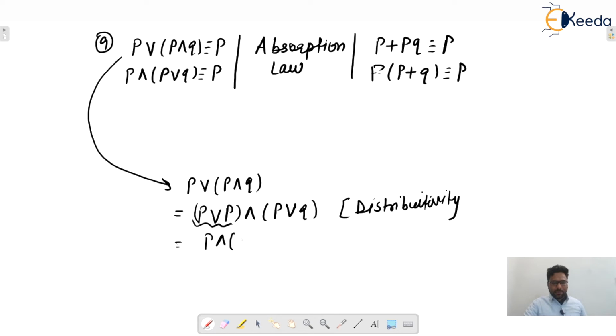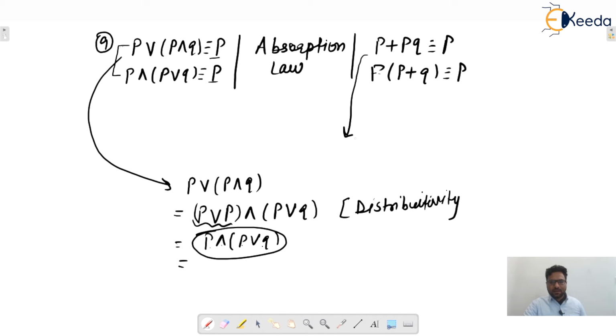And P and (P or Q), we can write it like that. You tell me, this is equal to this one. If this is clear to everyone, now this is P or P and P or Q. So these are equal, and these are equal to P also. Is this one clear to everyone or not?